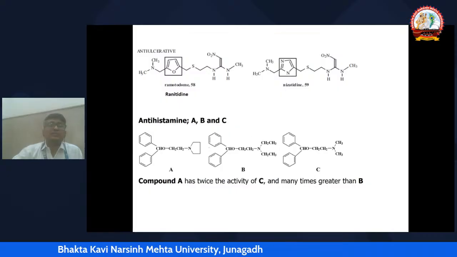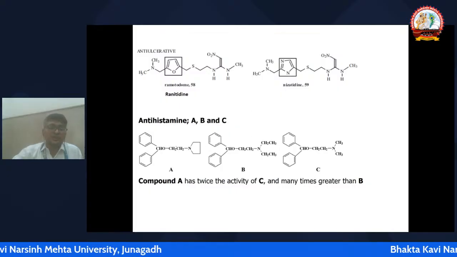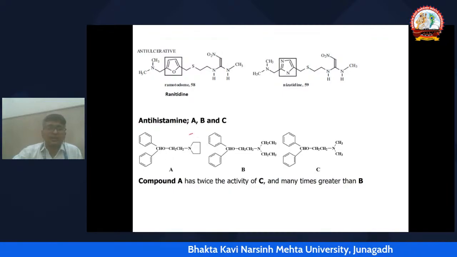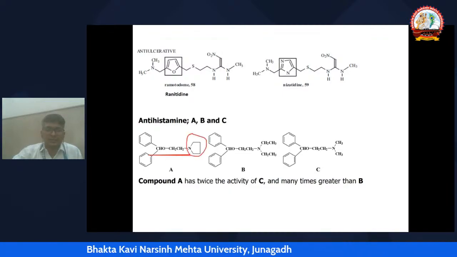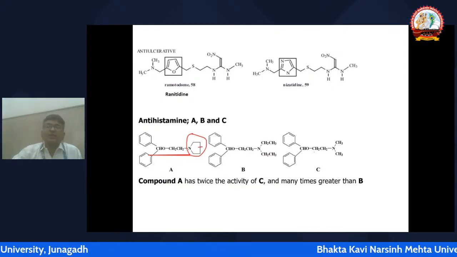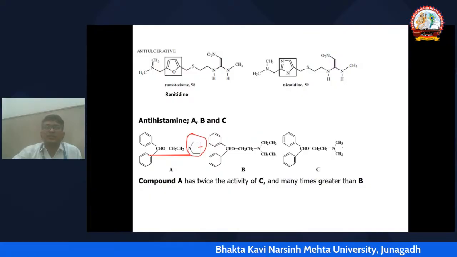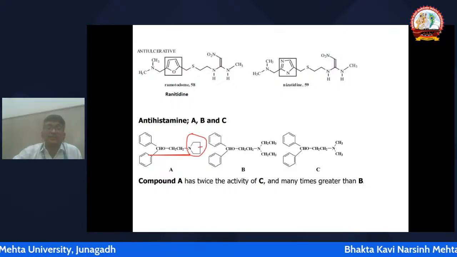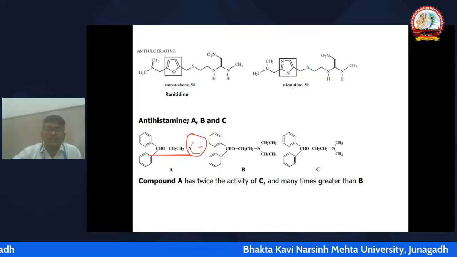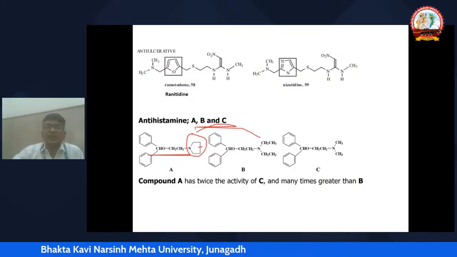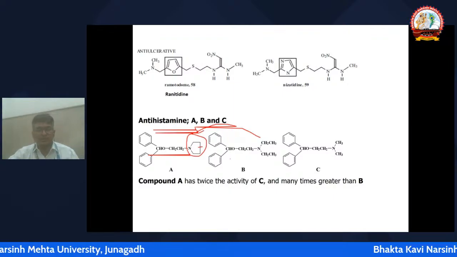Similarly, we can see ring-chain transformation. An example of ring-chain transformation is in an antihistaminic drug. Here the pyrrolidine ring system is present. Now, in this ring system, we can remove this bond and it converts into diethylamide, as well as we can change this ethyl to methyl. So compound A has twice the activity of C and many times greater activity than B. So by transforming ring to chain or chain to ring, the biological activity is altered.